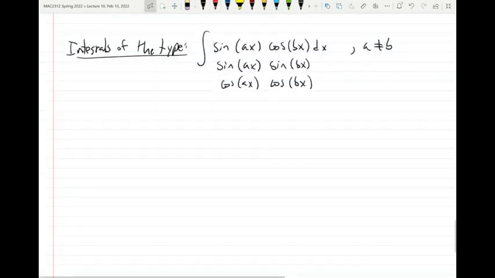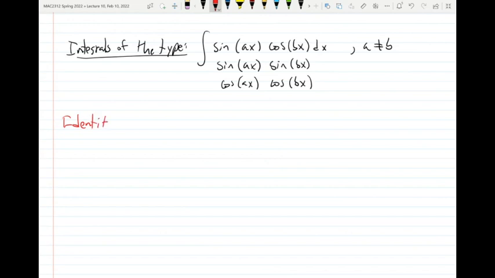And really, it's nothing fancy. It's just that we have some identities that will come to our rescue here, and you need to be aware of them. Once again, this is mentioned in trigonometry. So the identities that we're going to use here are the so-called product to sum formulas.